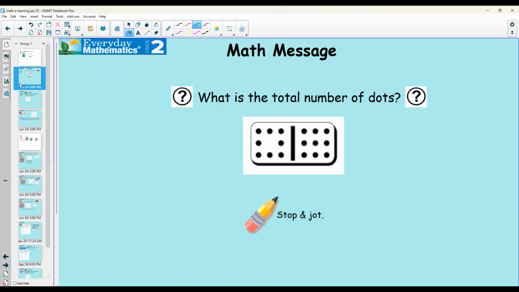Let's take a look at this domino. On your slate, I want you to stop and jot. What is the total number of dots? So take this side of the domino plus this side of the domino, write a number model, an addition problem on your slate, and then solve.